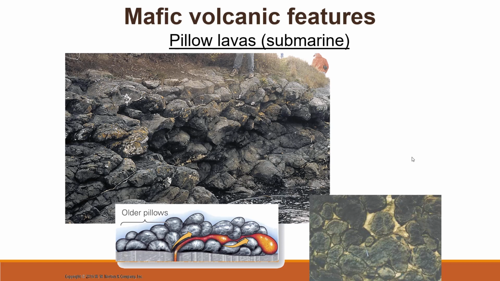Mafic volcanic features continued. We can have a type of formation called a pillow lava. This happens when you have lava extruding into water. So basically you have this quick freezing of the outside and it's still somewhat molten in the middle, and it will insulate and it makes these, looks like they're pillows or bubbles.